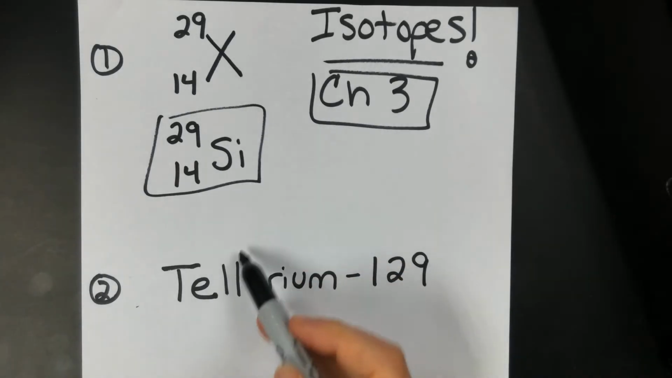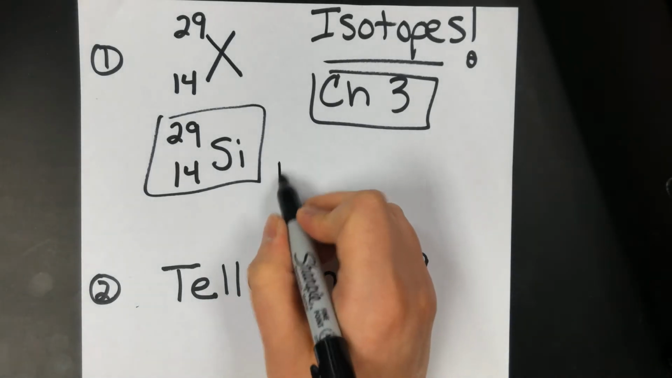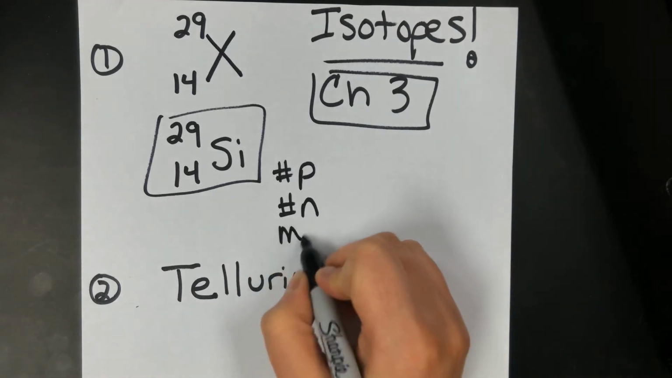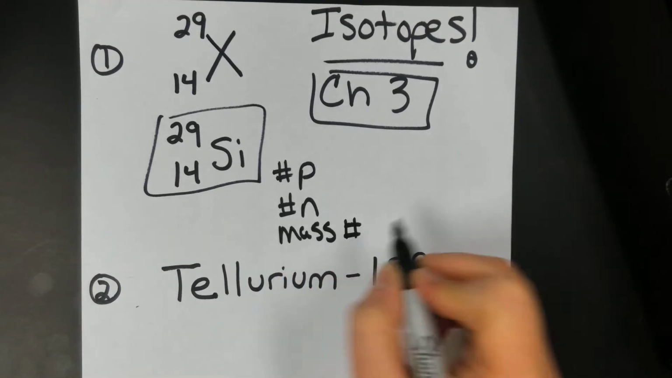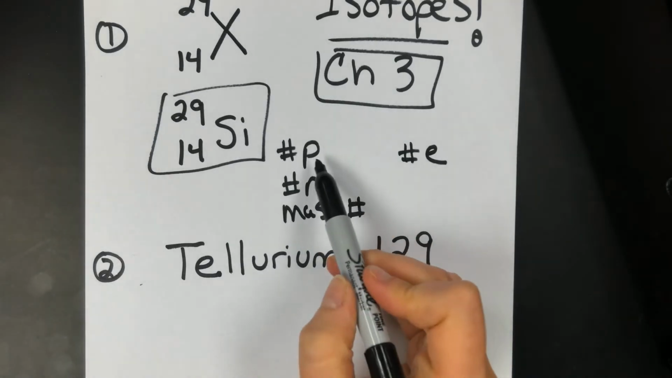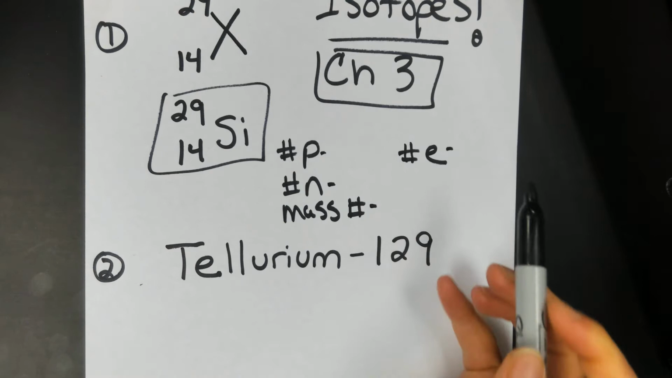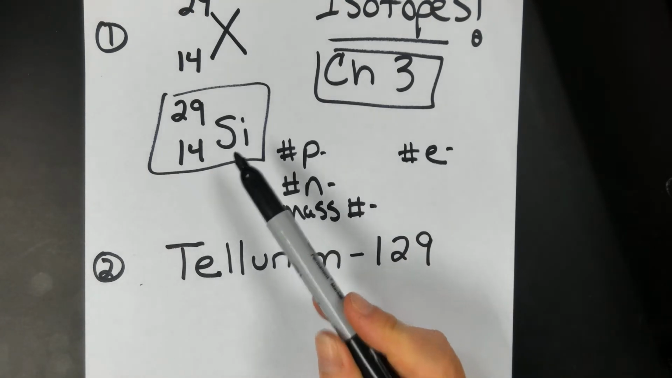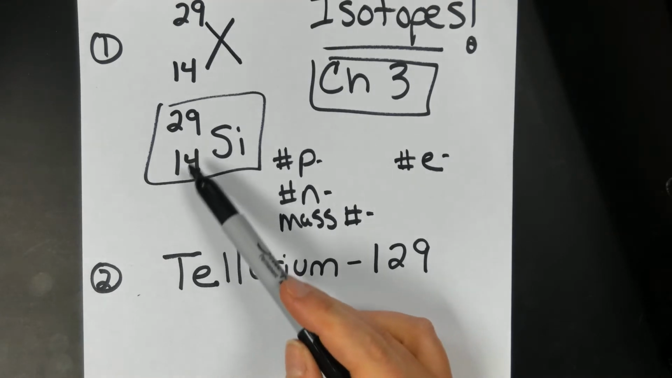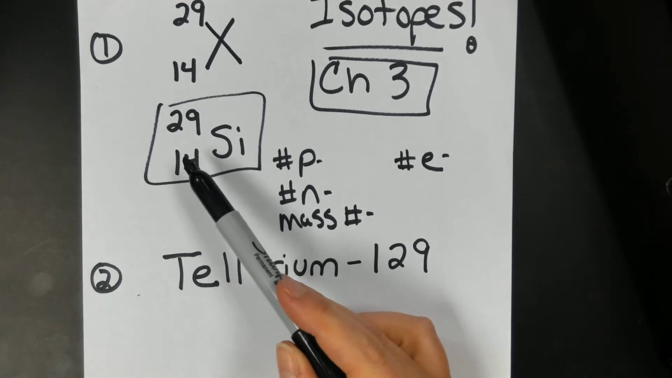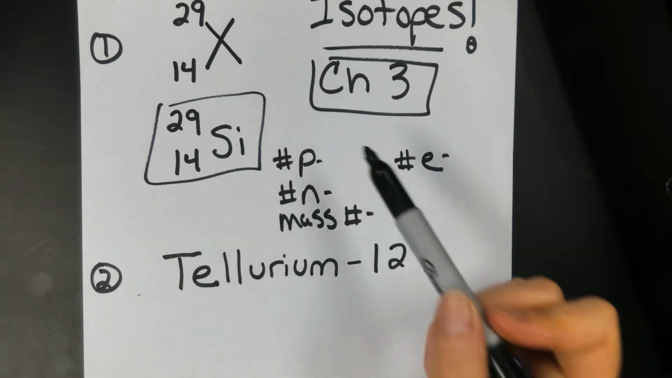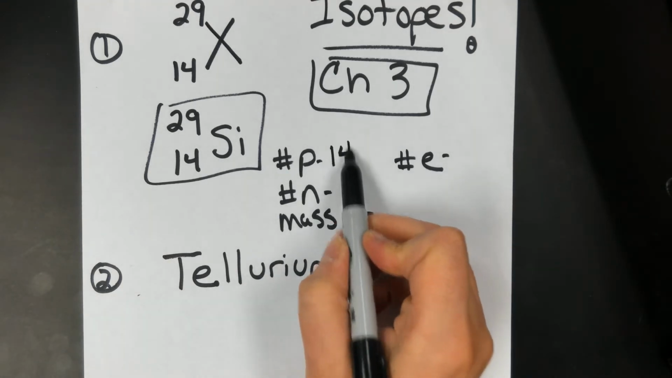So for each of these, we're going to identify the following: number of P, number of N, mass number, and number of electrons. So for this first one, number of protons is pretty easy, right? Because that's just the atomic number. So it's always going to be this number down here. So atomic number is 14, so that means that we have 14 protons.